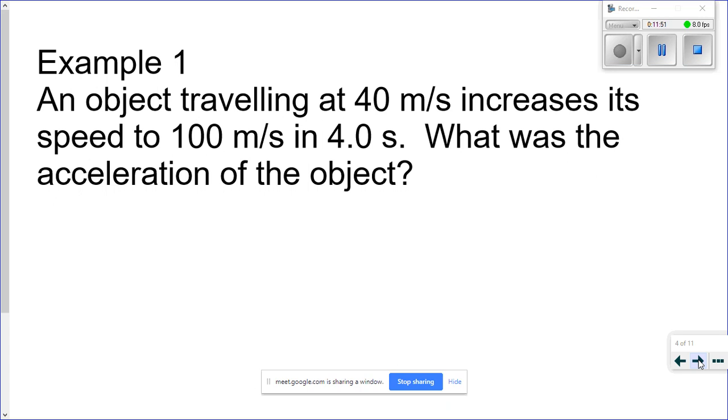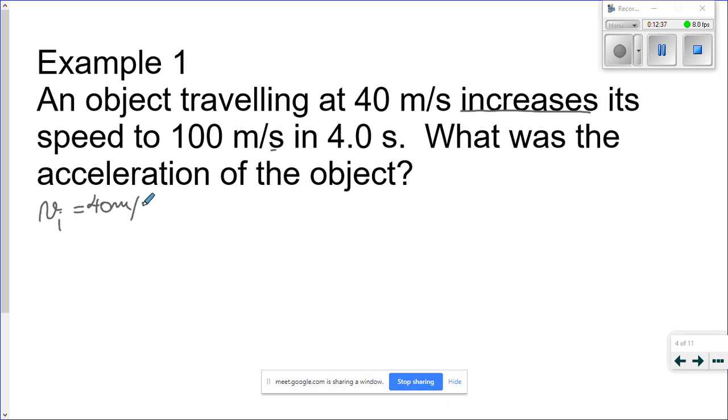An object traveling at 40 meters per second increases its speed to 100 meters per second in 4 seconds. What is the acceleration of the object? Now, with kinematics equations, the strategy that you will use is very simple, guys. What you will do is say what is given, what they are asking for, and what is the formula that relates all those.